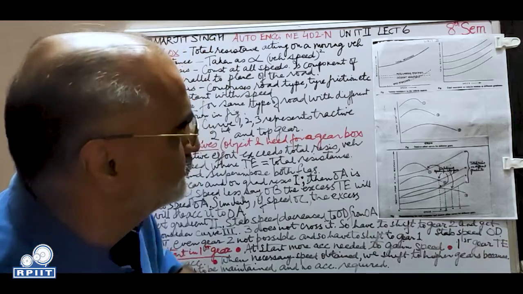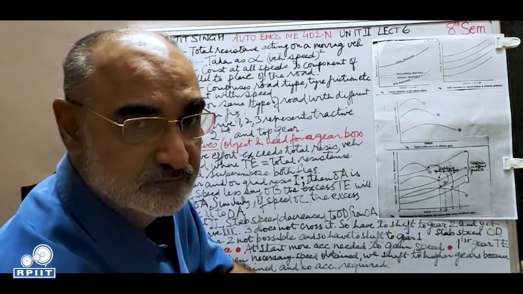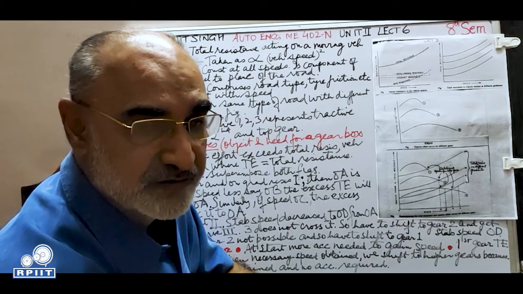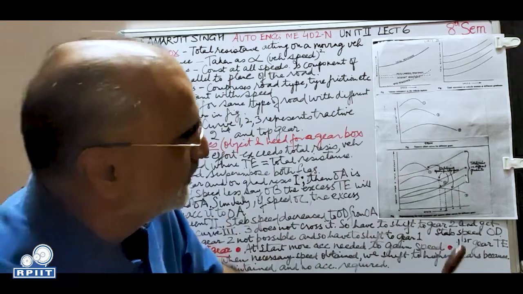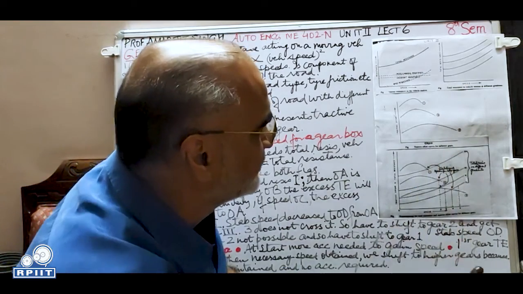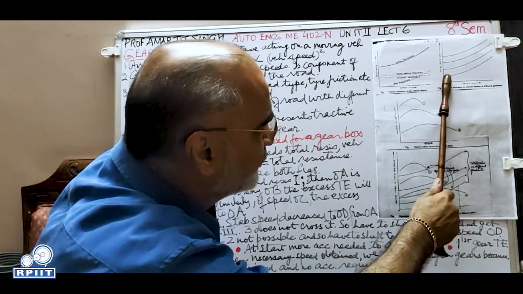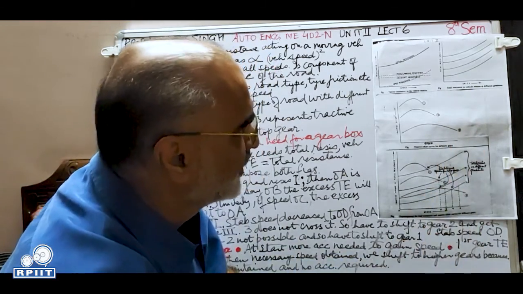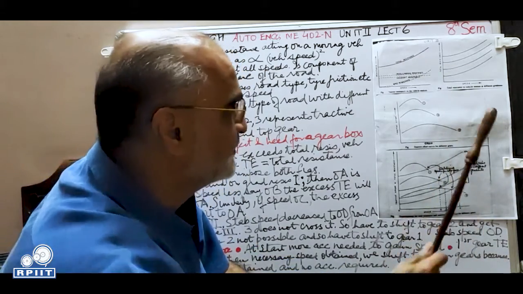Now the vehicle will come across different gradients. As I said, imagine you're going to Shimla. Slopes are very different. So this is the total resistance. This is the speed. So at different gradients, this is one gradient. As the gradient increases, the slope increases.